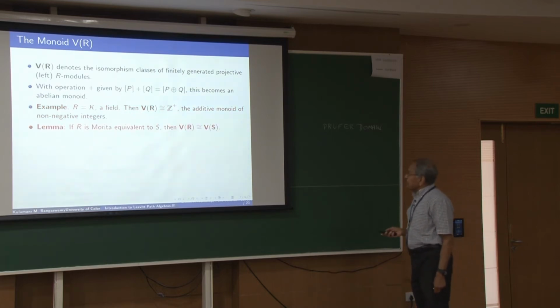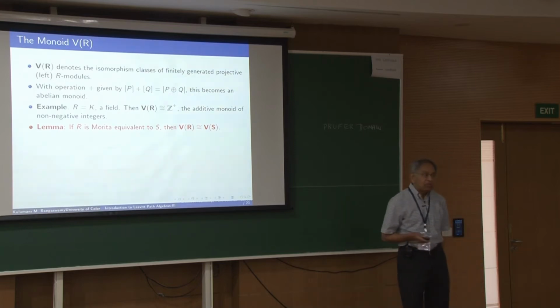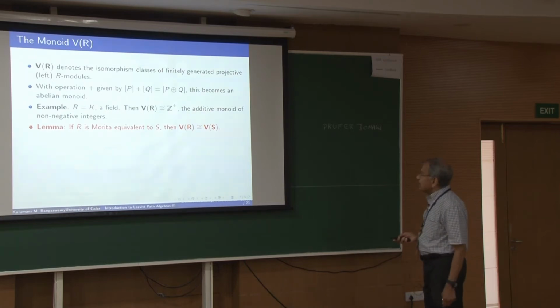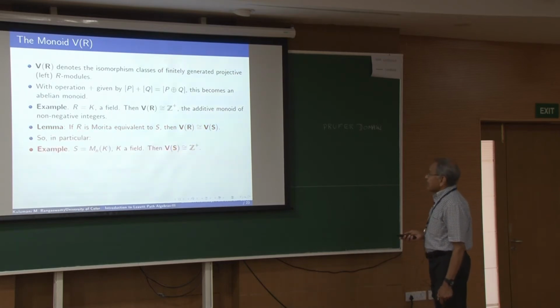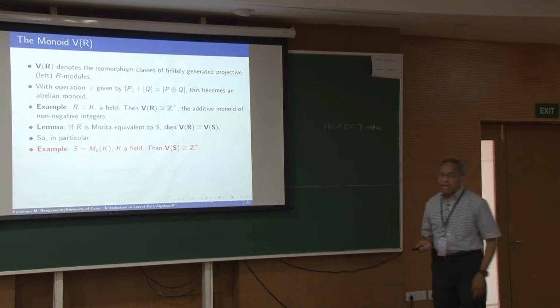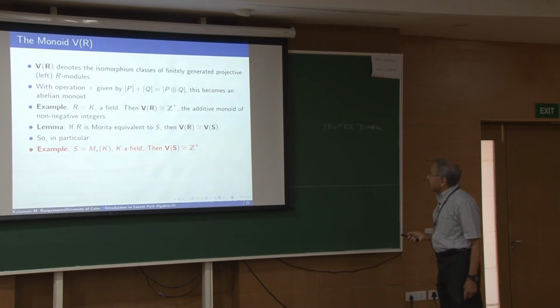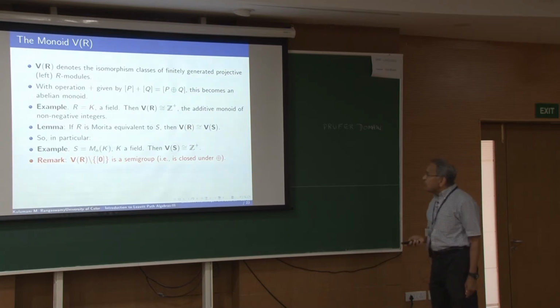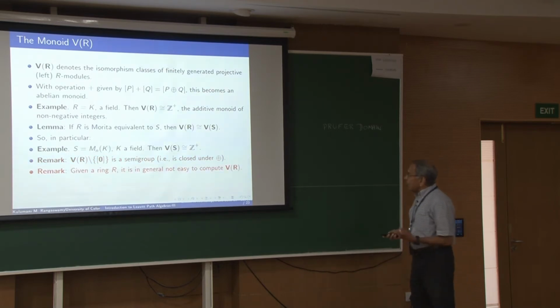And if R and S are Morita equivalent, then the corresponding V monoids are isomorphic. Consequently, if S is a ring of n by n matrices over a field K, then the V monoid of S is again isomorphic to the V monoid of K, and therefore isomorphic to Z plus. Okay. And notice that if you remove the zero element from this monoid, it is closed under addition. Given a ring R, in general, it is not very easy to compute the V monoid.